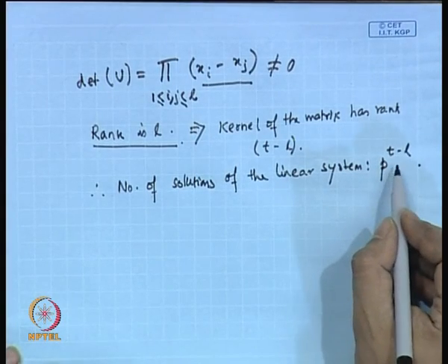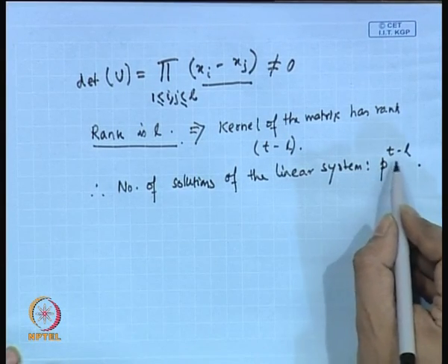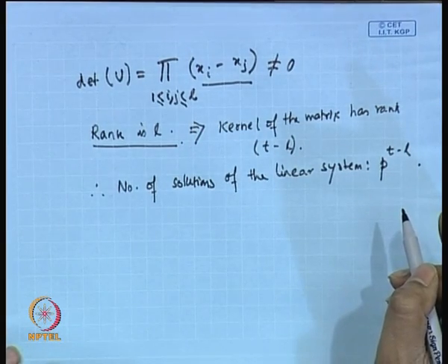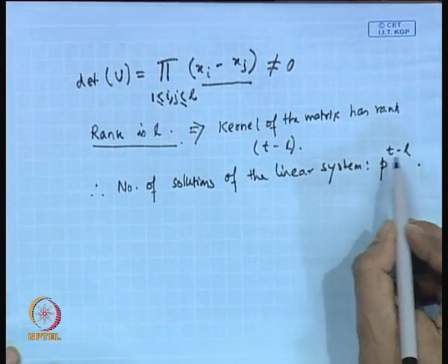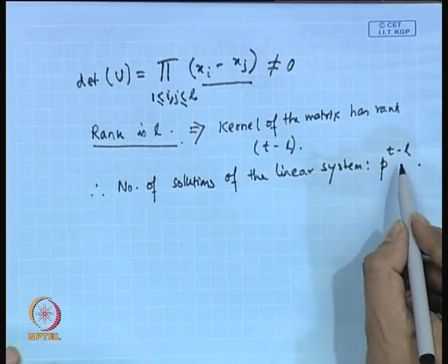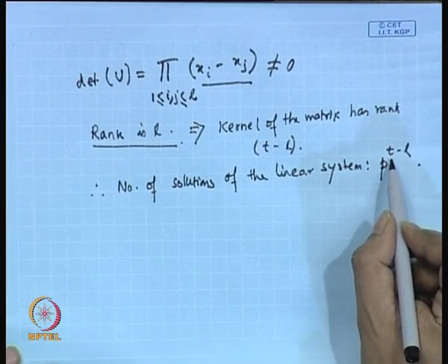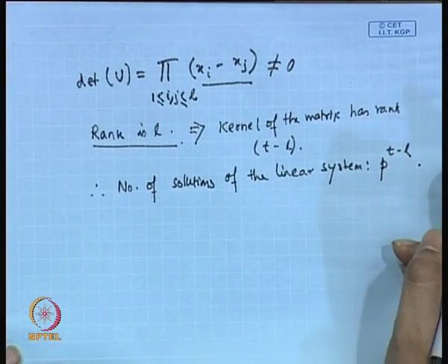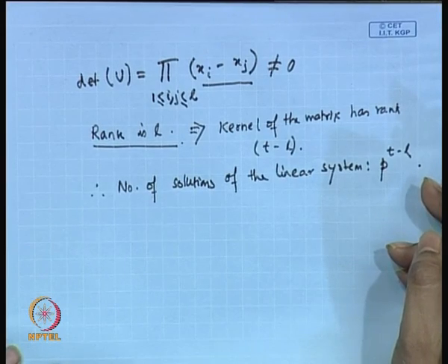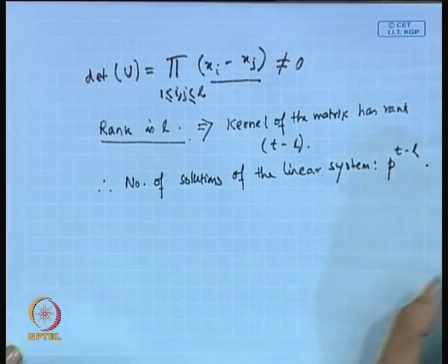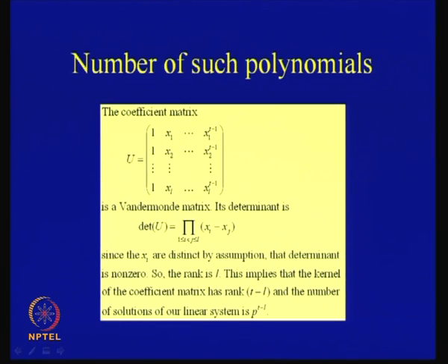So, you can just consider a special case: if your t and L are the same, then how many such solutions are there? There is exactly one solution. That is, when t and L are exactly equal to each other, you have exactly one solution to the linear system. But as long as t is greater than L, you have more than one solution, is it not so? So, that means that there are so many matrices, and this is a very important and interesting observation and result which is used in Shamir's secret sharing scheme.